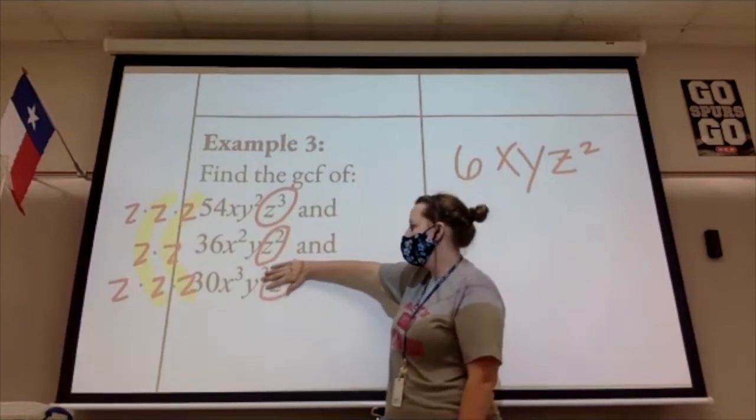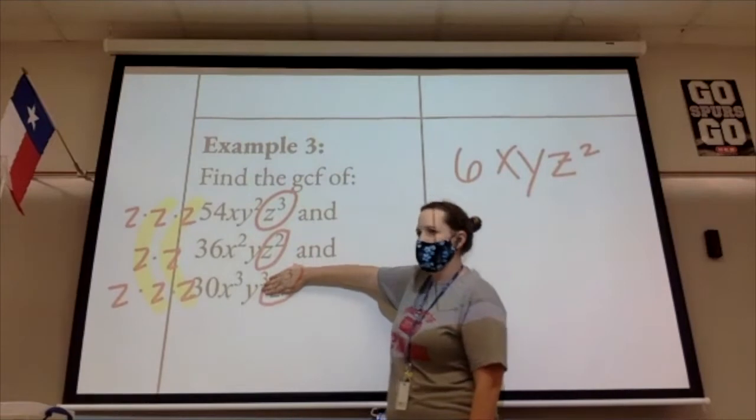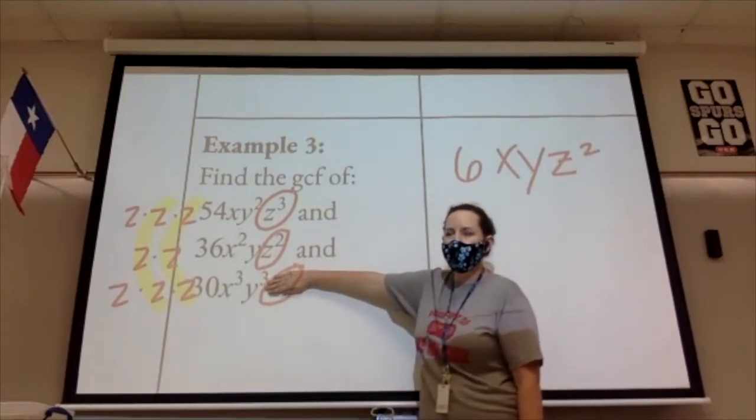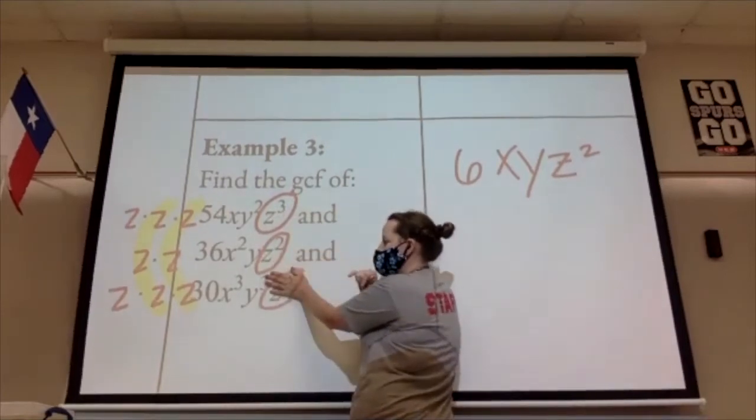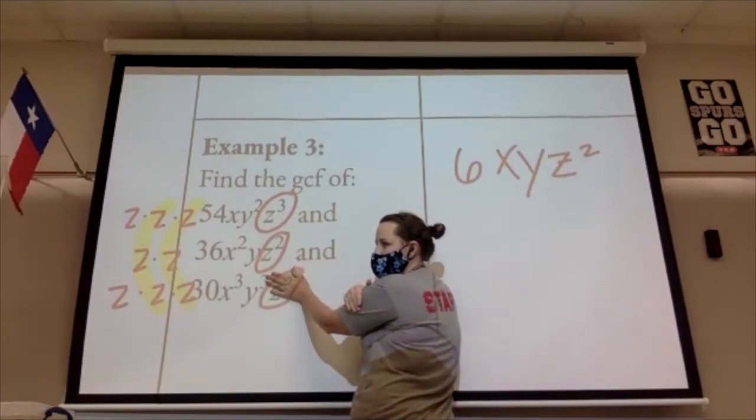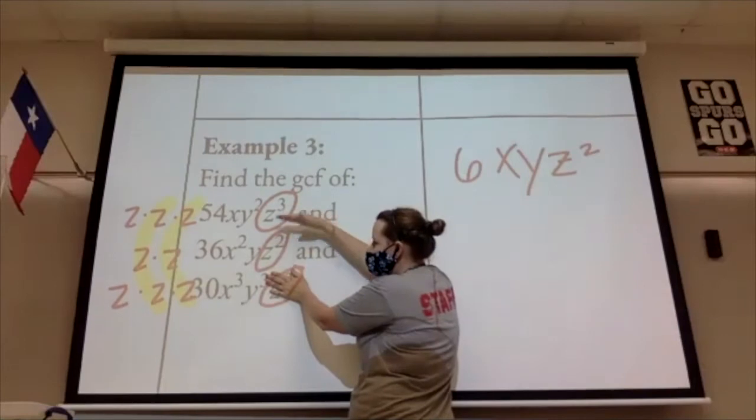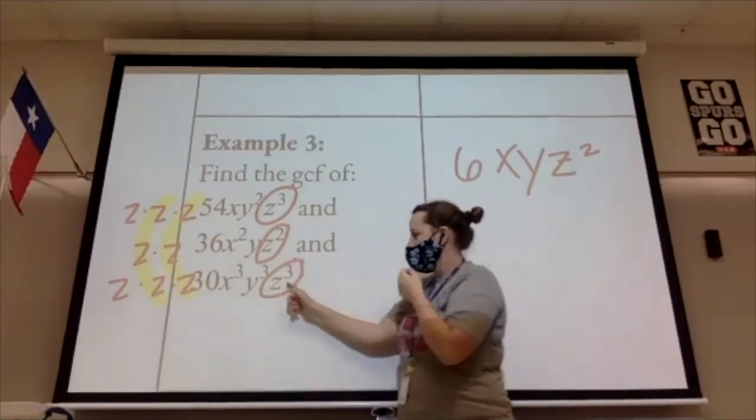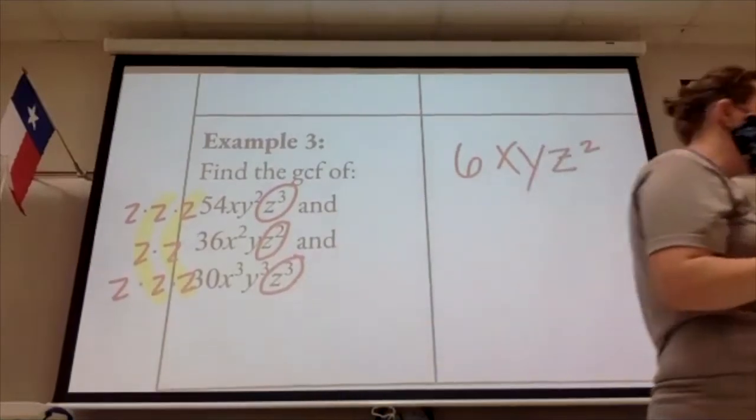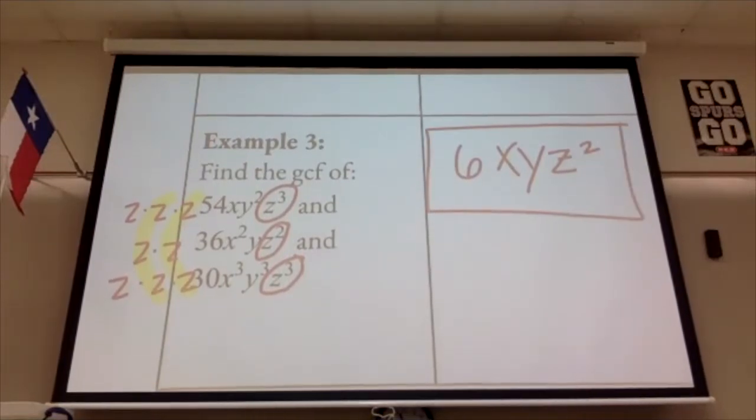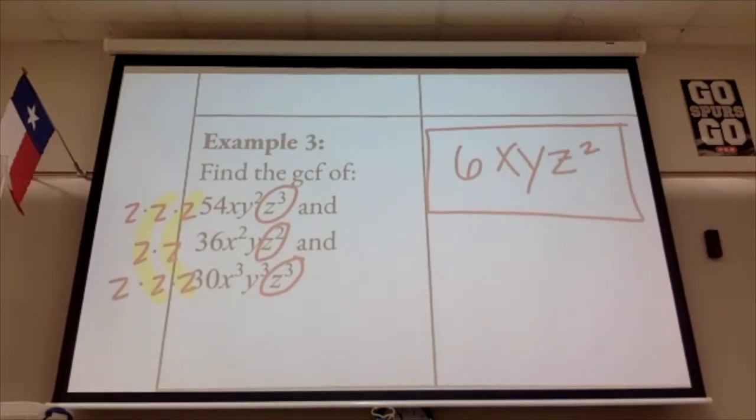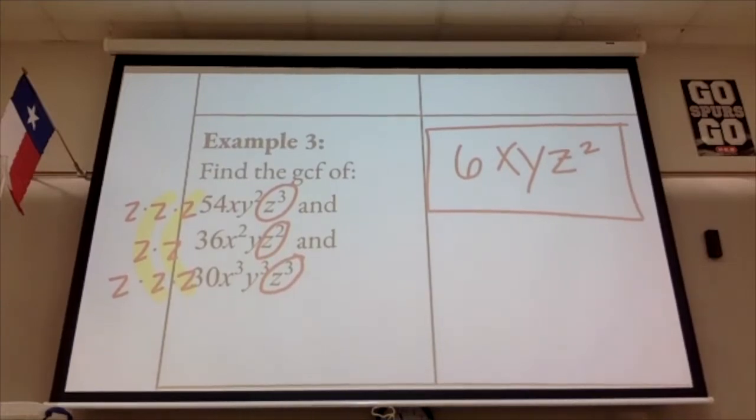Now, what if it was like this and there was no z here? Could I bring out any z at all? Could I say, okay, well, between these two, z squared is the smallest, so I'm going to take out z squared? No, because common means it has to be in all 3. So if one of them is missing a certain variable, that's not going to be part of your GCF at all. So we would say the GCF of those three polynomials is 6xyz squared.